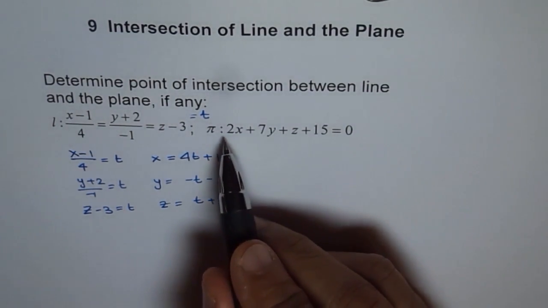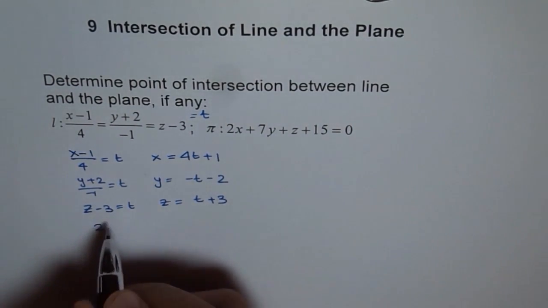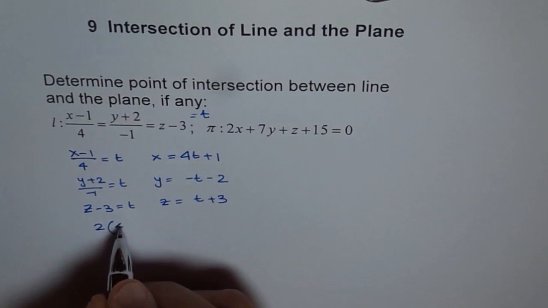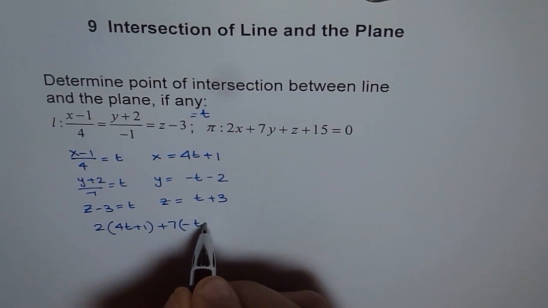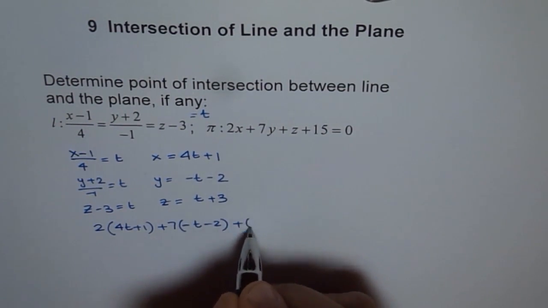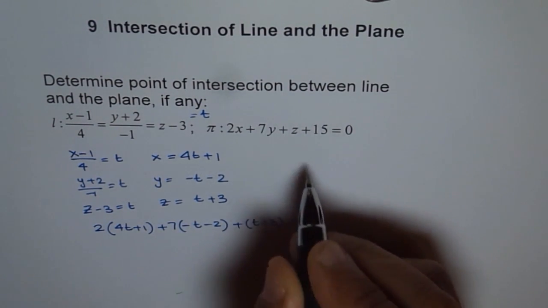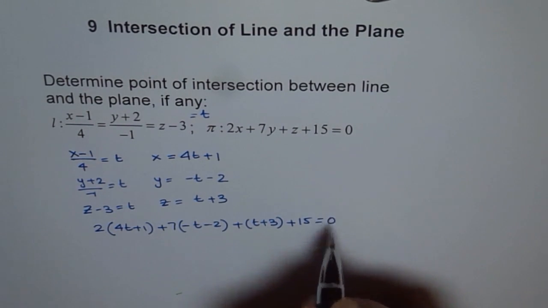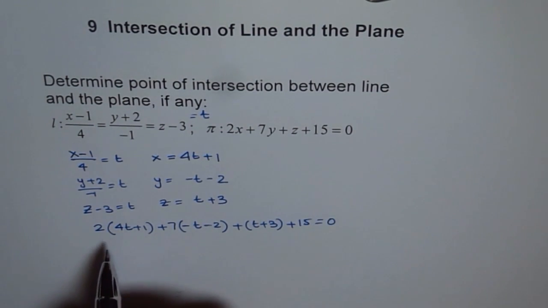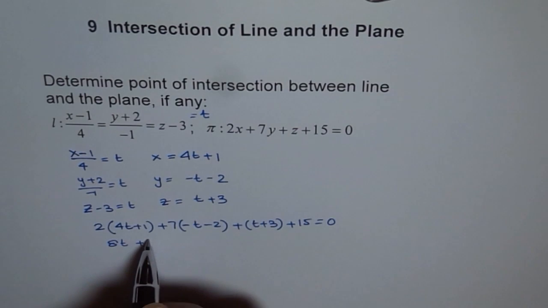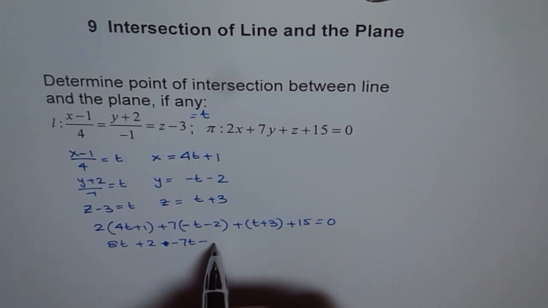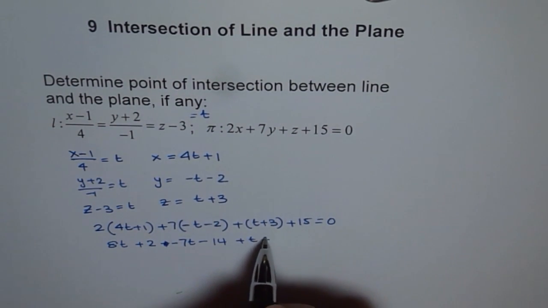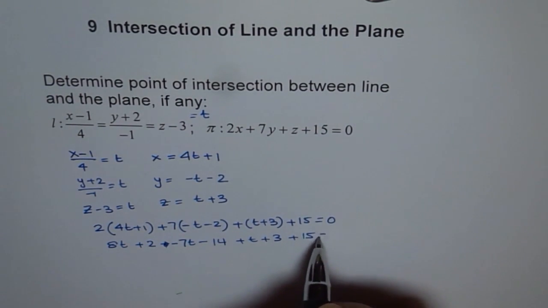So the equation is 2 times x, and x is 4t plus 1, plus 3 times y, which is minus t minus 2, plus z, which is t plus 3, plus 15 equals 0, correct? So we can solve this. From here we get 2 times 4t is 8t plus 2, plus this is minus 3t minus 6, and this will be t plus 3 plus 15 equals 0, right?